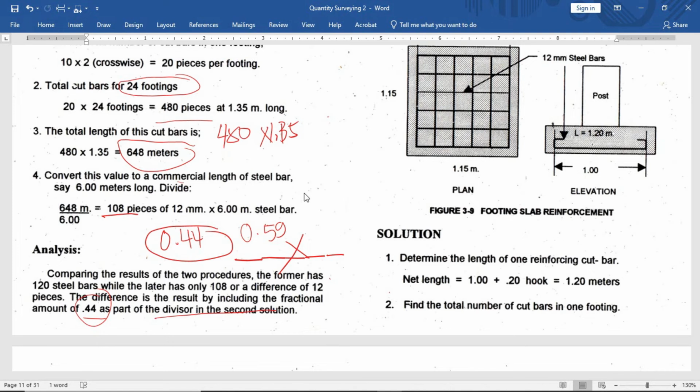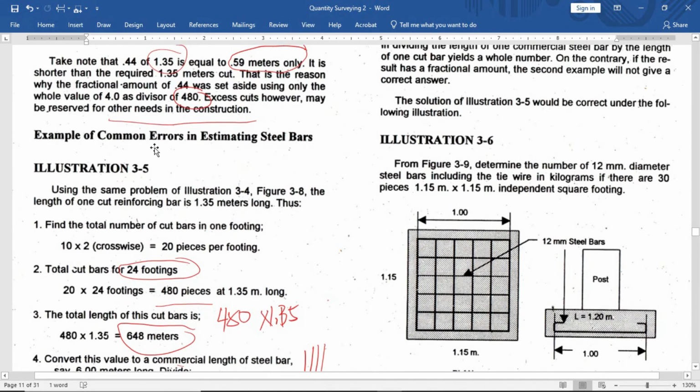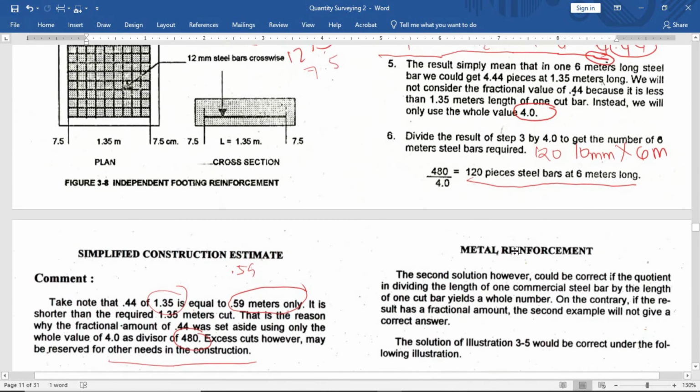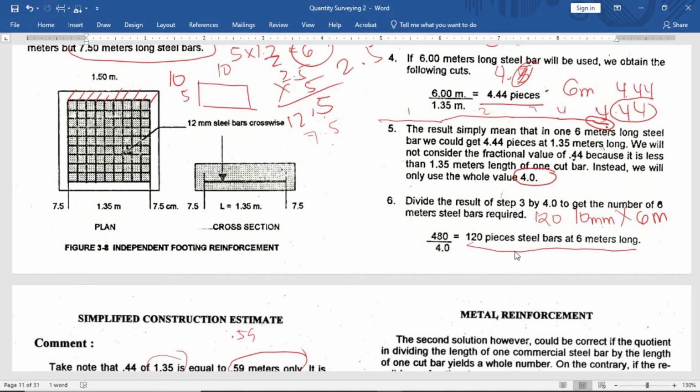So, tingnan nyo, there is a difference of 12 pieces. Madami yan. Madaming natin yung nasayang kung hindi natin aayusin yung pag-estimate natin. So, this is a common error in estimating steel bars. So, hindi dapat ganyan yung pag-compute natin. So, ito yung pag-compute natin. So, 480 divided by the whole number na natin, na-compute. Yan.